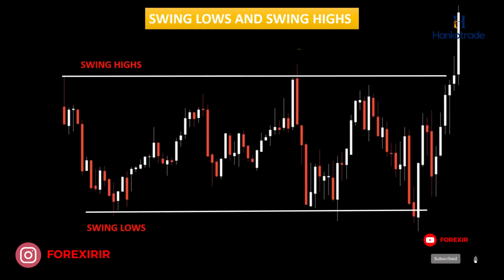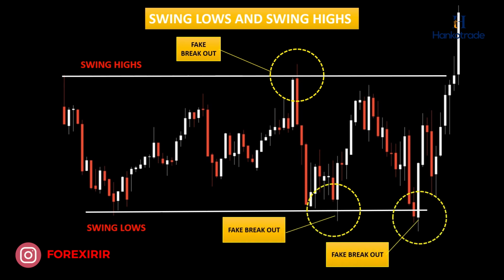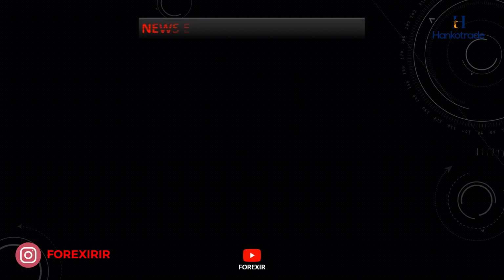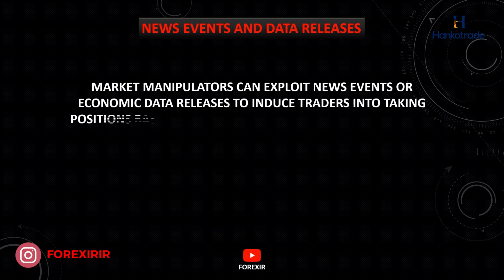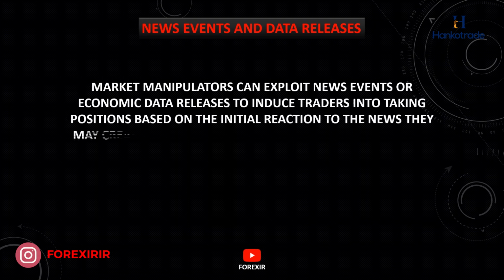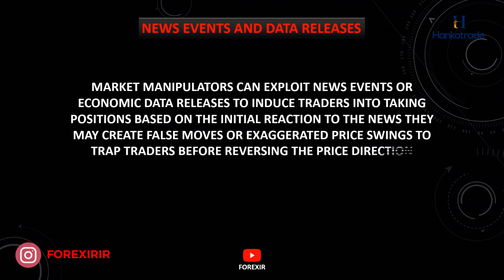Inducement zones can be found at swing highs and swing lows, which are levels where market manipulators may deceive traders by engineering false breakouts or reversals. Market manipulators can take advantage of news events or economic data releases to trick traders into making decisions based on the initial reaction to the news. They may create false movements or exaggerated price swings to trap traders before reversing the price direction.